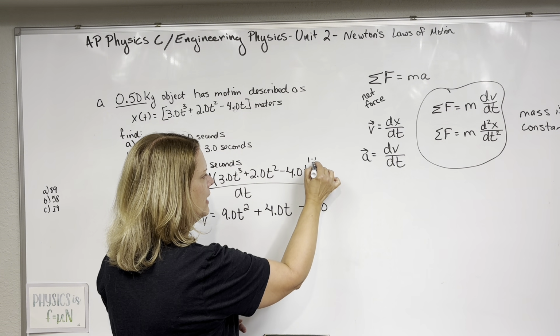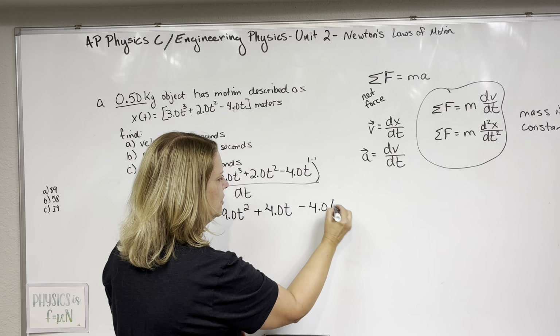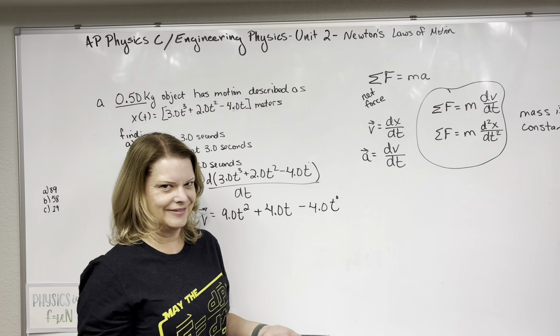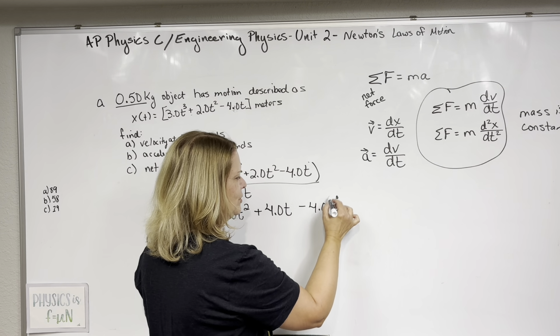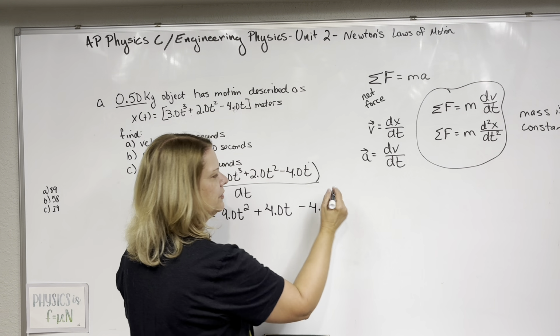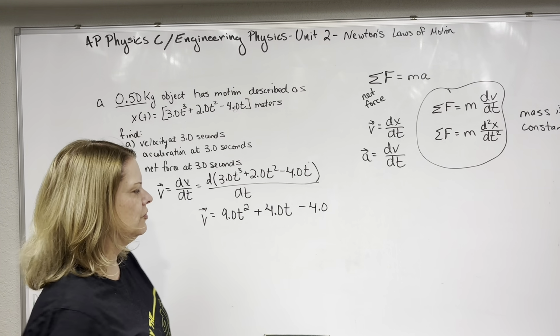But then 1 minus 1, when we subtract it, is going to be t to the 0. Well, t to the 0 is just 1. So instead of saying 4.0 times 1, we're just going to say 4.0. But that 1 is there because it's t to the 0 power, which is equal to 1.